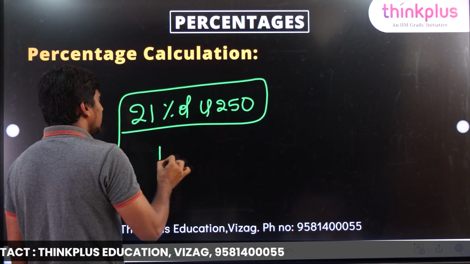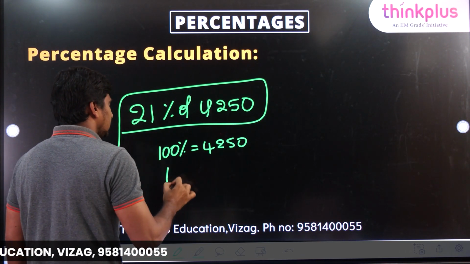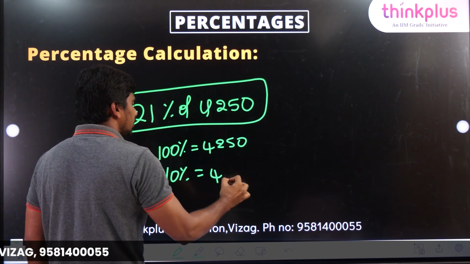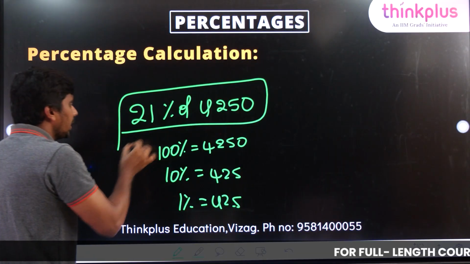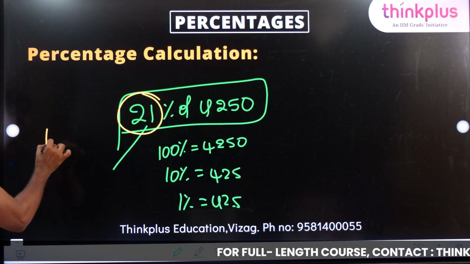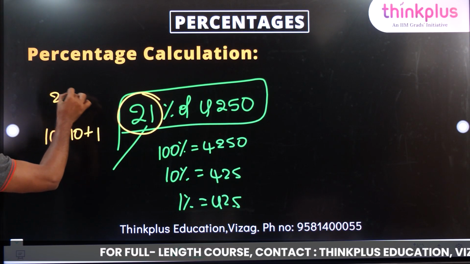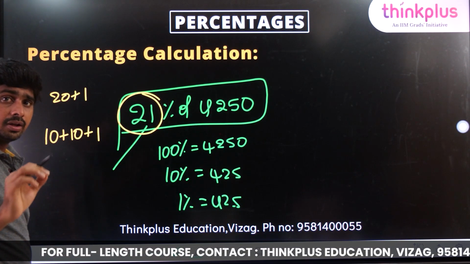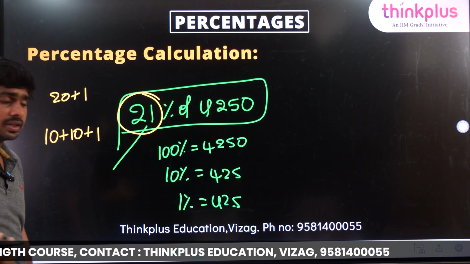For 21 percentage, I know that 100 percentage is equal to 4250, 10 percentage is equal to 425, 1% is equal to 42.5. What is my idea for 21 percentage? I write 10 plus 1. Someone else writes 20 plus 1. That's fine, anyway, you can write. But I want you to do this calculation at a faster level compared to anybody else in the class.